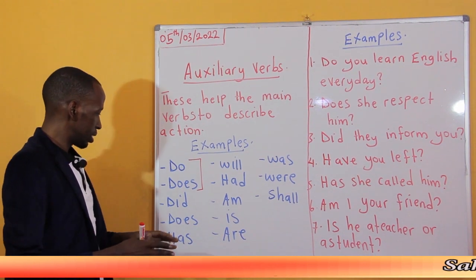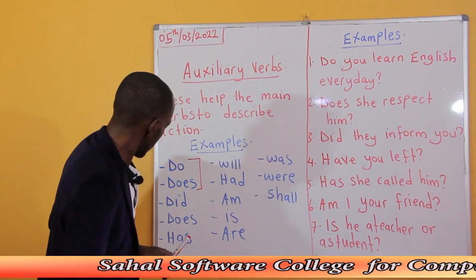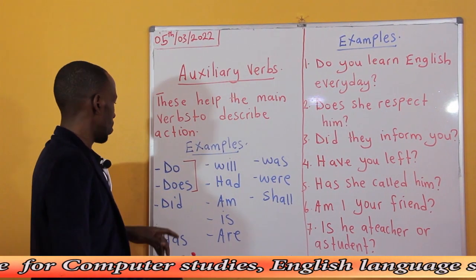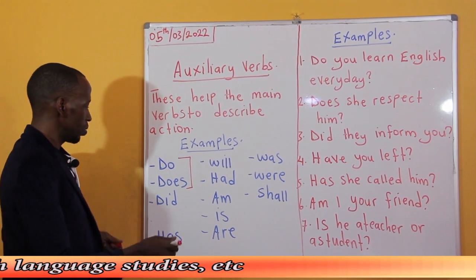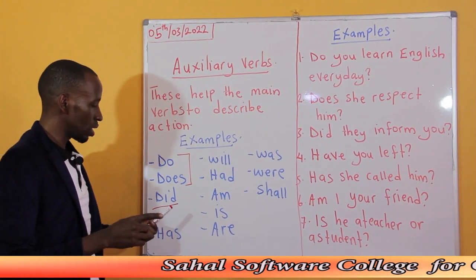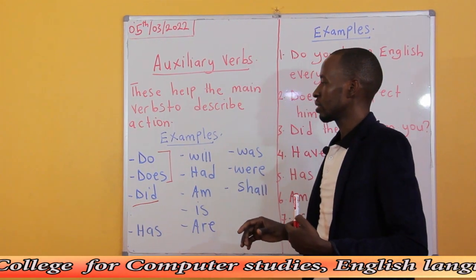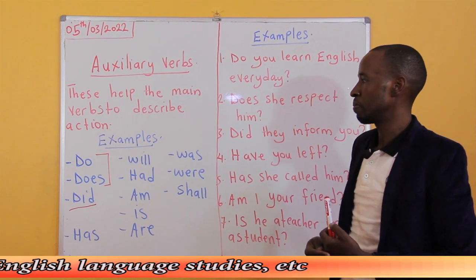Now, let's finish with do and does. Now, let's go to did. The word did, I told you, mainly talks about the past. Did is used mainly to ask questions, and we also use didn't in negatives. In positive sentences, we don't use it because we change the verb.